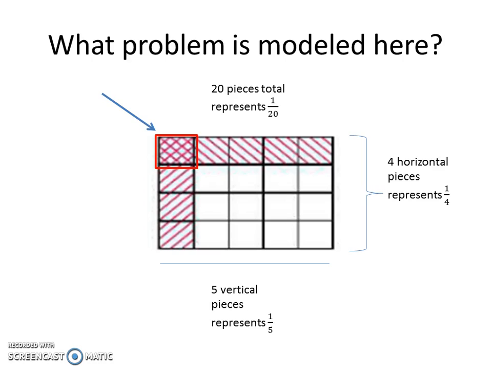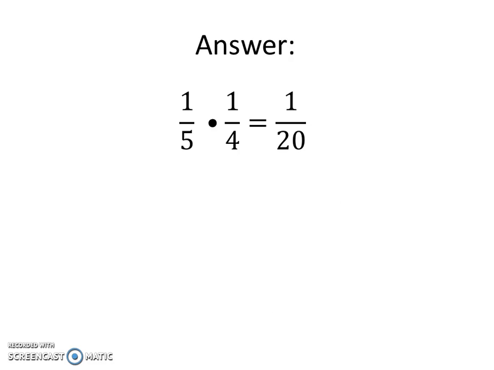If we look at how much is shaded, we see that 1/4 is shaded and 1/5 is shaded. The way that this is now divided up is into 20 pieces, each representing 1/20th. The area that overlaps is 1 piece, which represents 1/20th. So the problem that was solved using that area model was 1/5 times 1/4, or 1/5 of 1/4, which represents 1/20th.